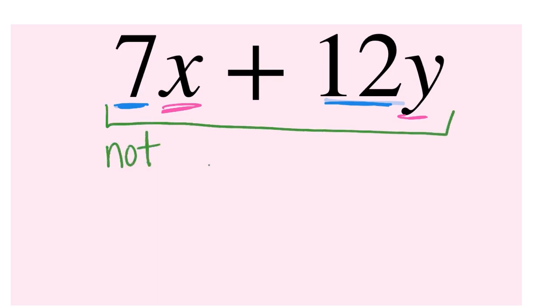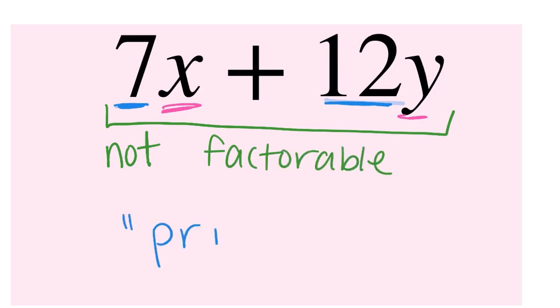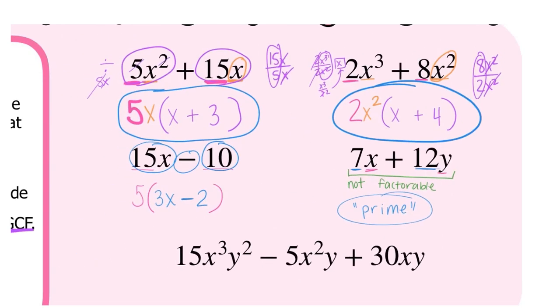Anytime you cannot factor it, we call that prime. So this would be a prime polynomial here. We cannot factor this, so we're just going to write prime. Okay, so that should be the end of the front page. Go ahead and flip the page over and we'll do the examples on the back.